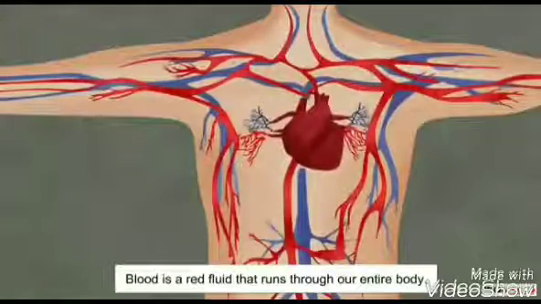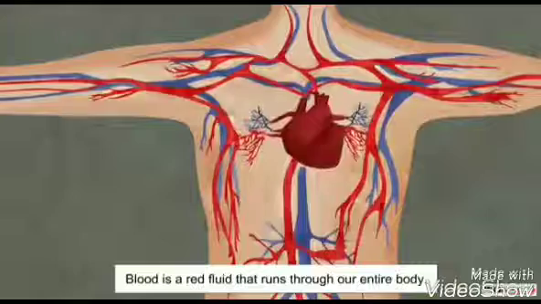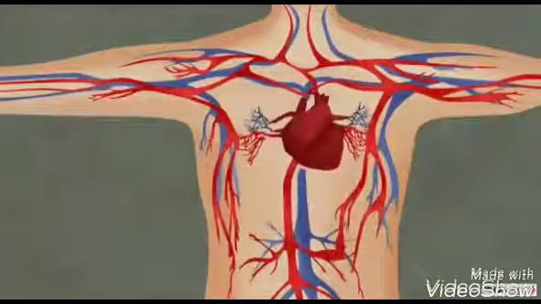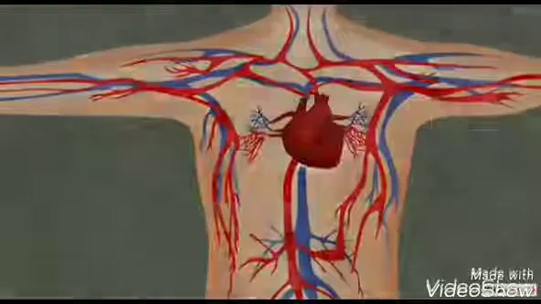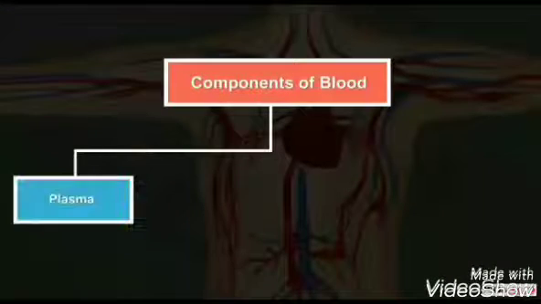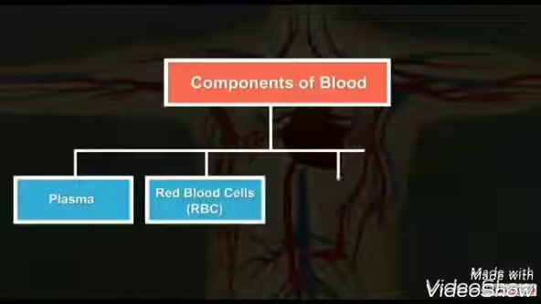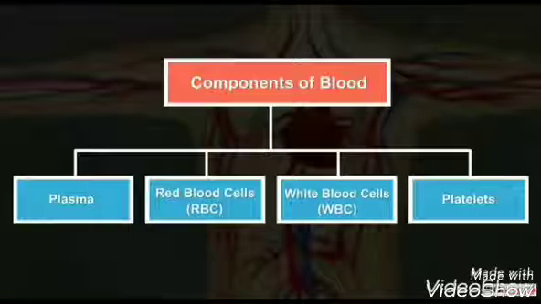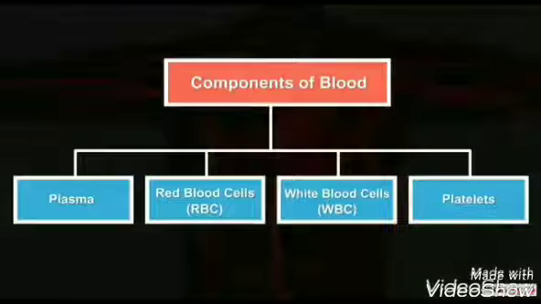Well, blood is a fluid that runs through our entire body. It does so by a special network of tubes called blood vessels. There are different components that make up the blood. The first component is the plasma, the second is the red blood cell, the third is the white blood cell, and the fourth is the platelets. Let us learn about these components one by one.